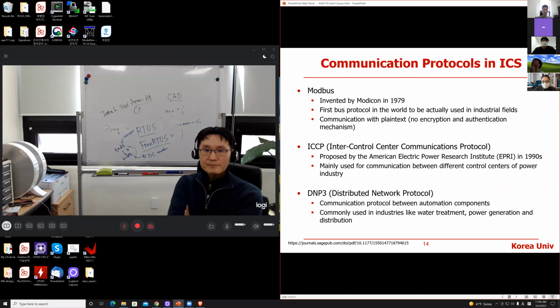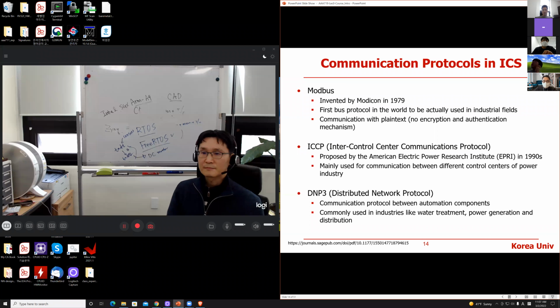Communication protocol in ICS: Modbus was invented by Modicon in 1979. It was the first bus protocol in the world to be actually used in industrial fields, and it communicates with plain text.